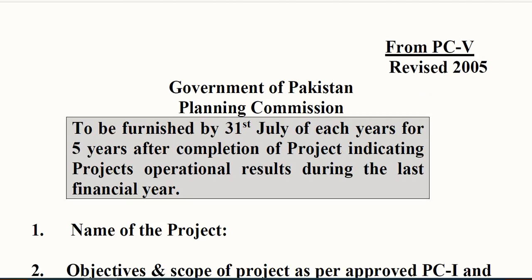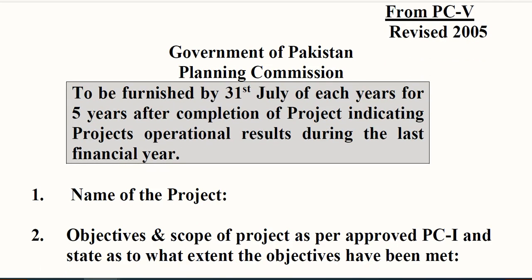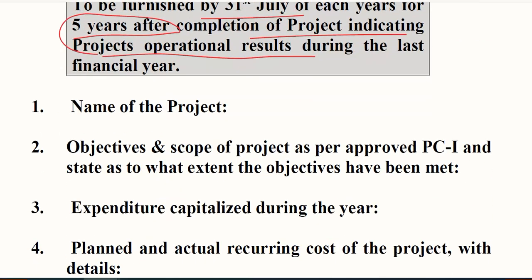So it is a convention to furnish this document by 31st July of each year, and it is done for 5 years after the completion of the project, so that we could see that in the operational phase what are the benefits that are actually materialized.